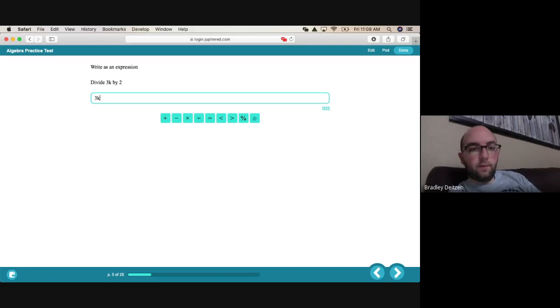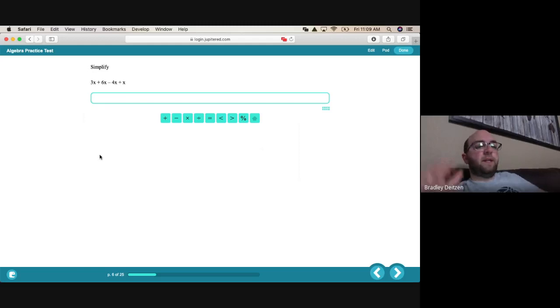Divide 3k by 2. So I'm going to do it this way. I'm going to use the division sign that is a slash. But again, as always, you can just go on the keyboard. You can go to the keyboard and use that division sign, right? Again, just the basic math keyboard. Okay, all right, that's our last one like that there.